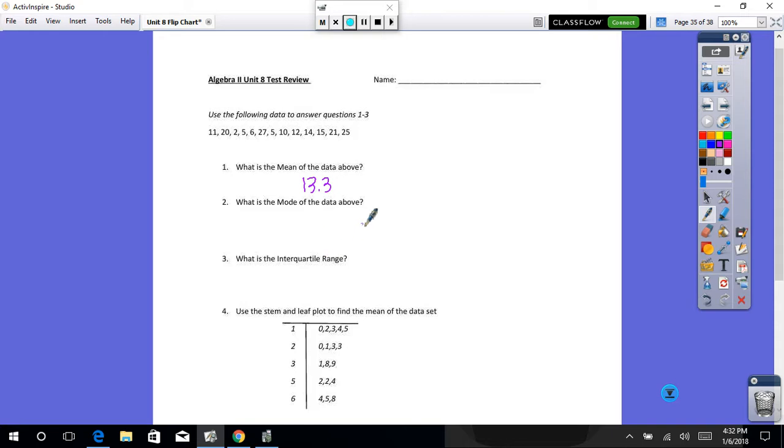Okay, the mode actually does not pop up, but remember that's the one that occurs the most up here. So let's see if we have any number that is repeating. Okay, I do not see it. There's a 5. Okay, so our mode is 5. We have 2 5s up here.